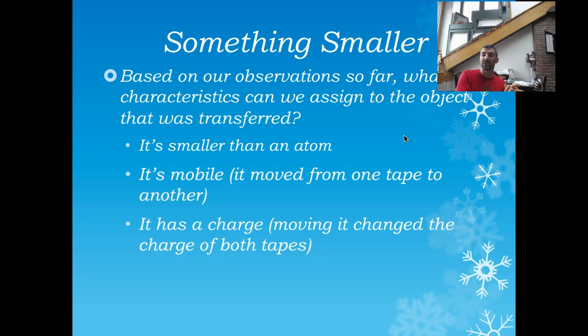Based on our observations, we can assign that we transferred some small object. Again, those small objects are electrons. Remember, the size of an electron is 9.11 times 10 to the negative 31 kilograms. So that is 0.9 with 30 zeros before it. 0.00000, 30 of those, and then a 9 kilograms.